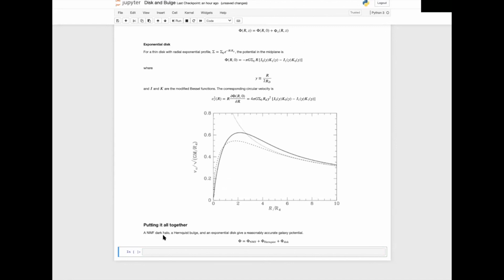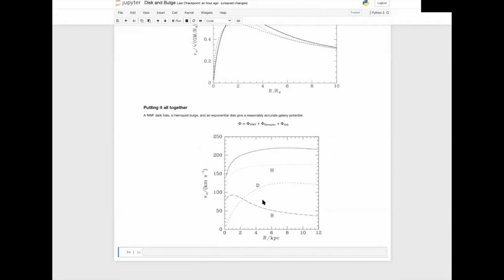Now, if we put it all together, an NFW potential for the dark halo, a Hernquist bulge potential, and an exponential disk potential combined give a reasonably accurate galaxy potential. And this figure here gives the contribution of each one of these quantities to the circular speed. This is the contribution of the bulge, the contribution of the disk, and the contribution of the halo. And this is the total circular velocity curve. It's the halo that contributes most.